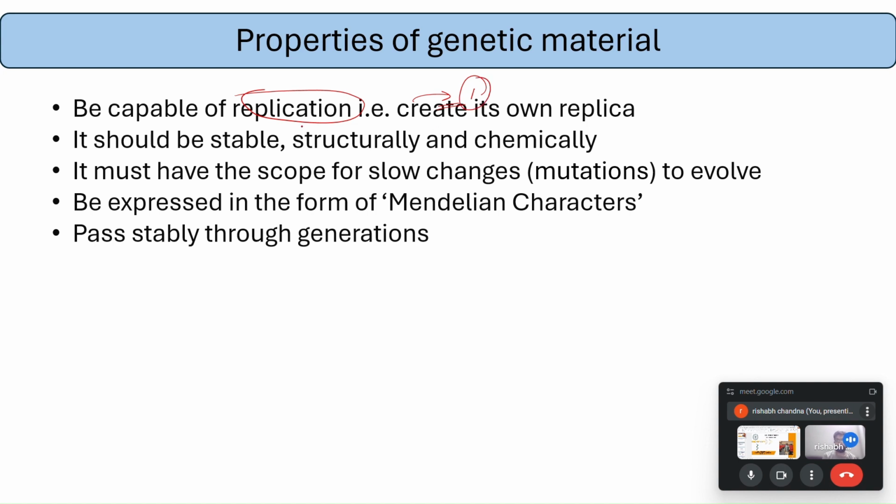It should be stable both structurally and chemically, because if it does not have a stable structure, then it would be prone to degradation. And if it is not stable chemically, then it means that it is very reactive. And it must have a scope for slow changes, that is mutations, so that with time it can evolve.